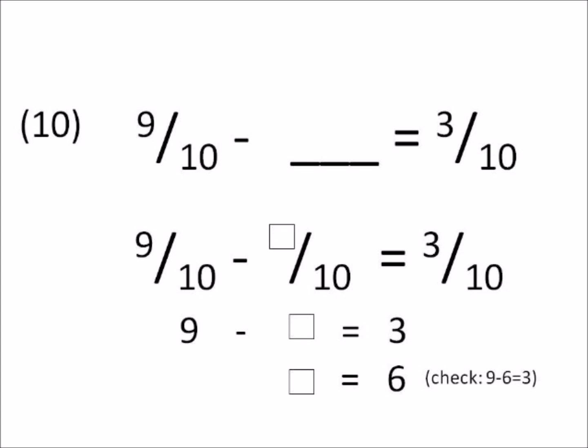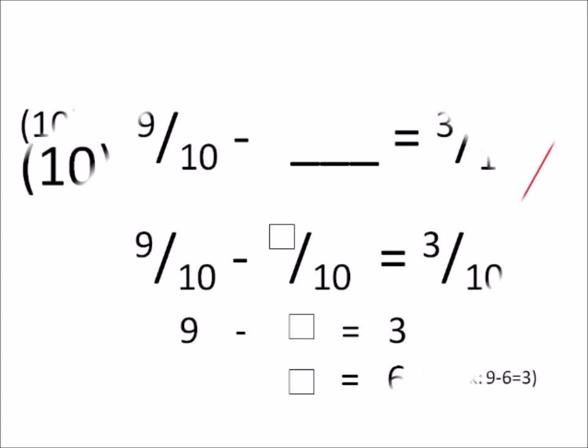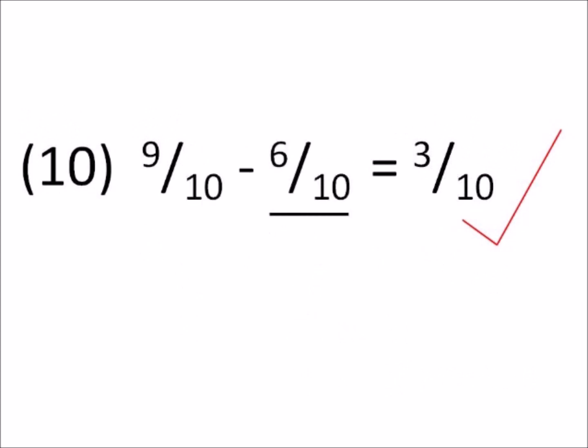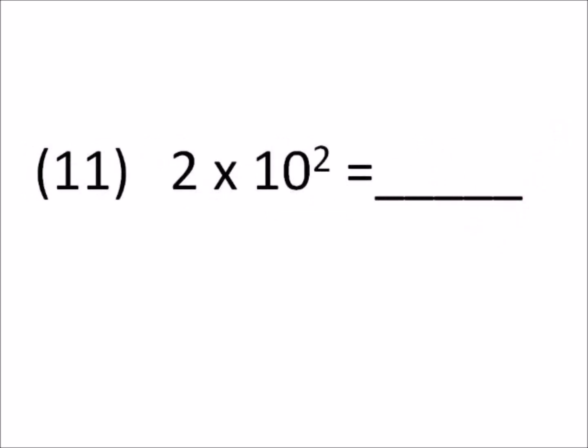So all of the bottom would be 10, that's the denominator, so that'll stay the same. 9 take away a number is 3. 9 take away what is 3? 9 take away 6 is 3. So the answer is 9/10 take away 6/10 is equal to 3/10. Okay, because 9 take away 6 is 3, and the bottom number stays the same, which is 10, because you're subtracting tenths. Okay, not too hard. When we get to the other fractions, we get a bit harder.